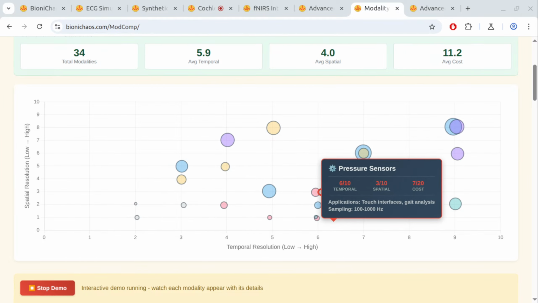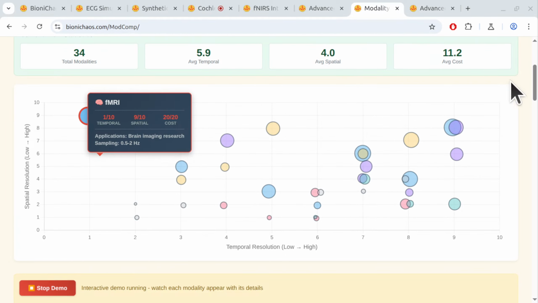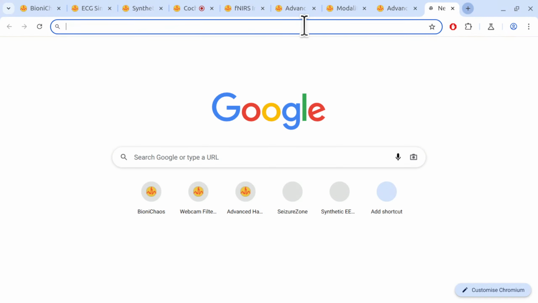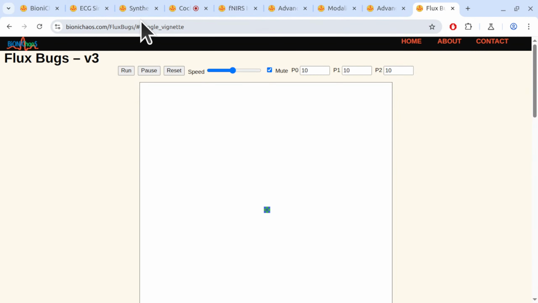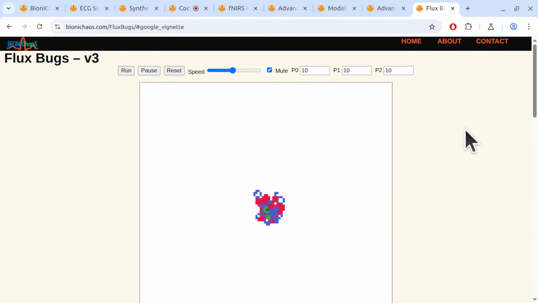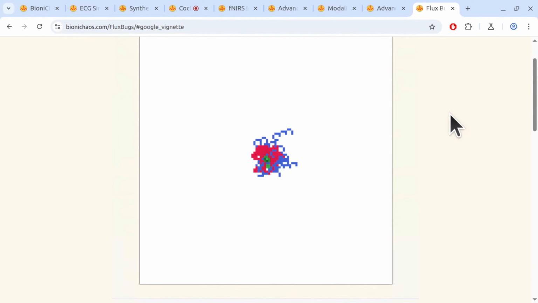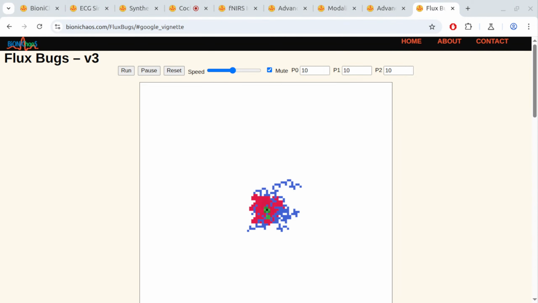What else we've got? Yeah, we got some fun things as well for you to check out. There's this Fluxbox simulation. It has audio as well. The audio is pretty horrible. This is one of those emergent behavior things.